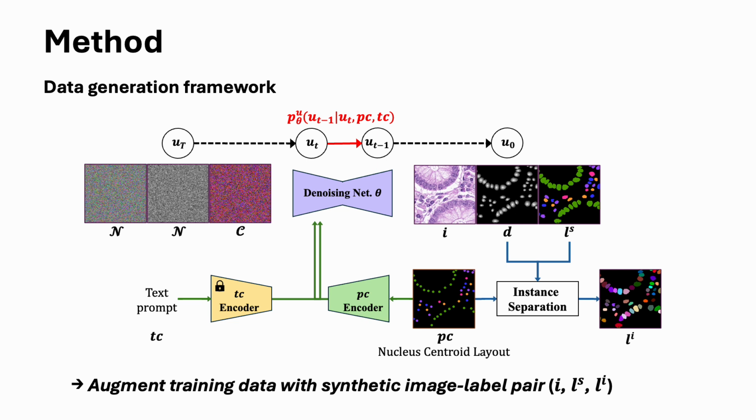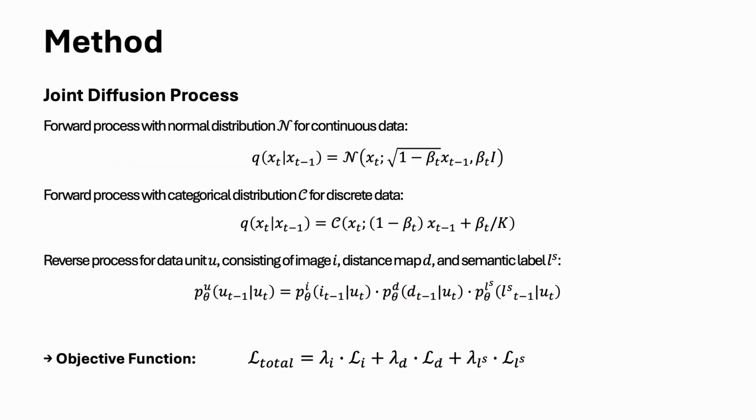The denoising network processes both image and label data simultaneously, ensuring their alignment and quality. Our joint diffusion process operates in both forward and reverse directions, modeling both continuous and categorical data. This process allows us to maintain high-quality alignment between the generated images and their corresponding labels.